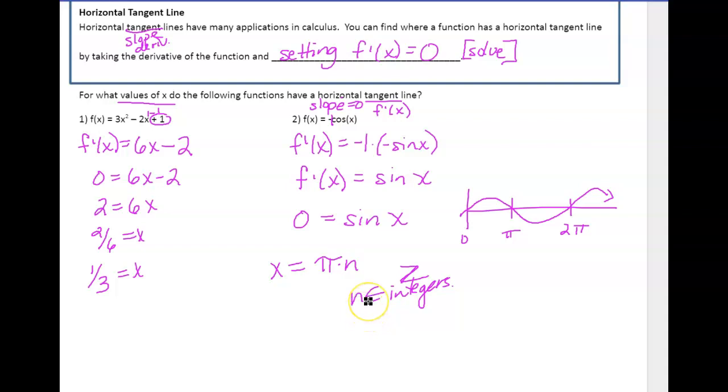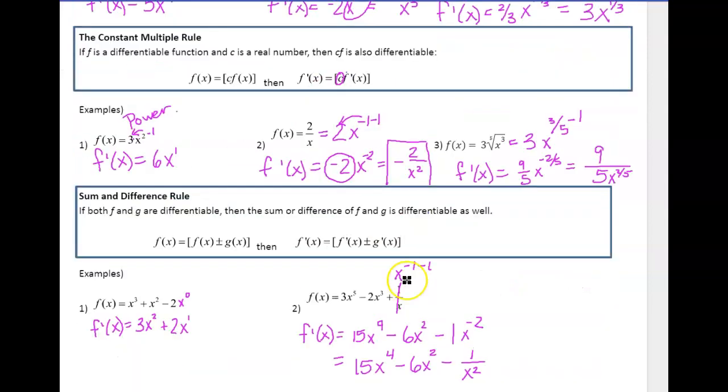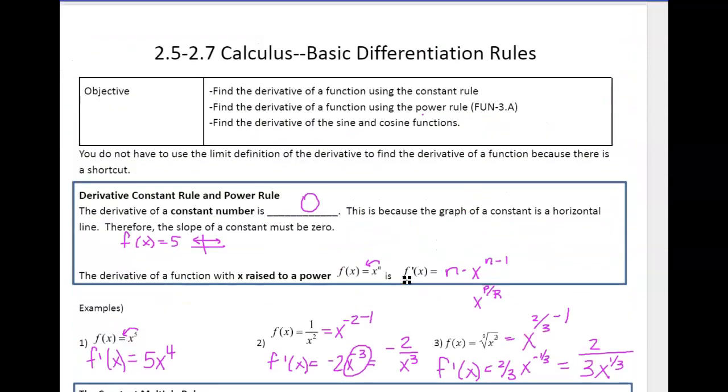All right. So those are the basics. Try your power rules and your trig derivatives and see how you do, okay? Good luck.